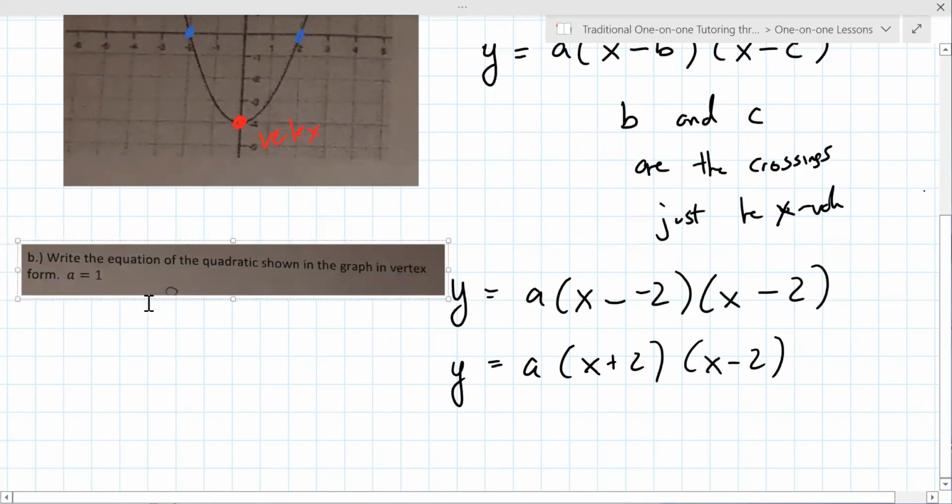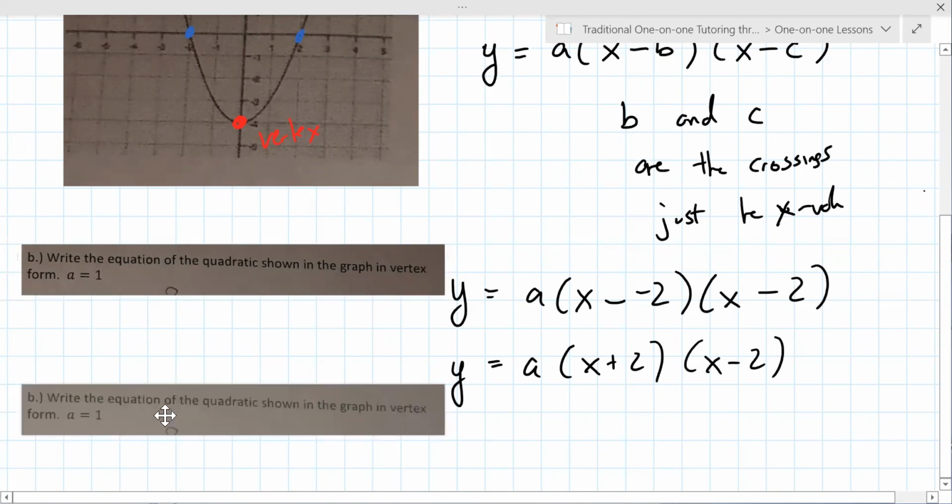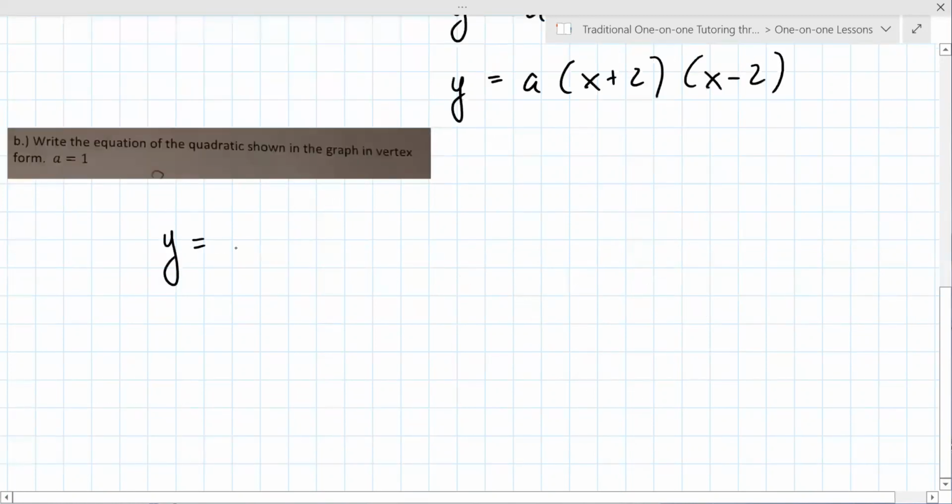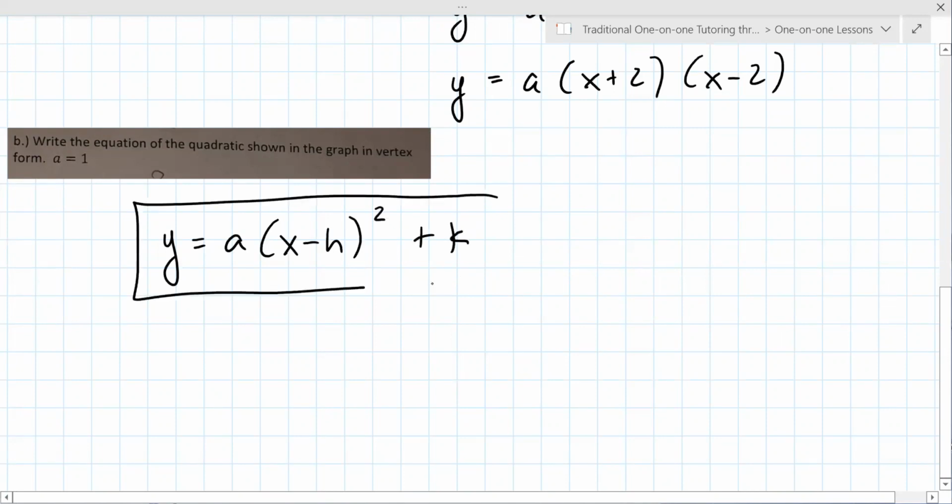Now the next thing here, it says write the equation, let me move it down here, in vertex form. And you're like, what's vertex form? So vertex form is a(x - h)² + k. This is vertex form. So it's kind of like with lines where it's like, hey, write it in point-slope form or slope-intercept form. You now have to know that this is vertex form.